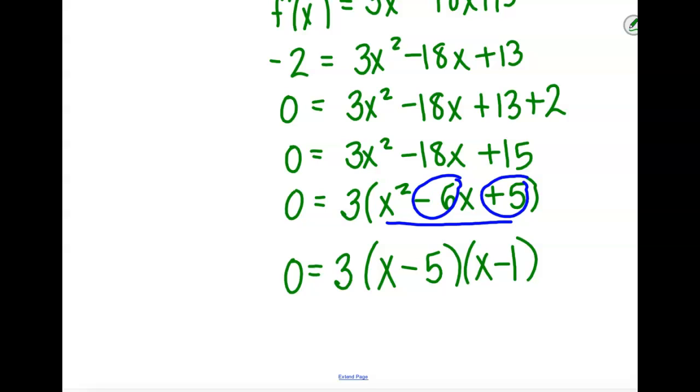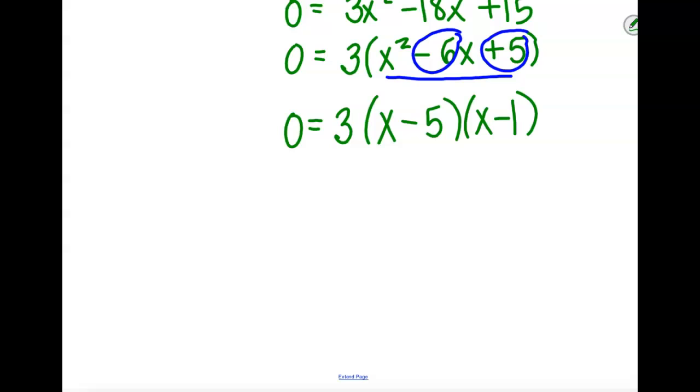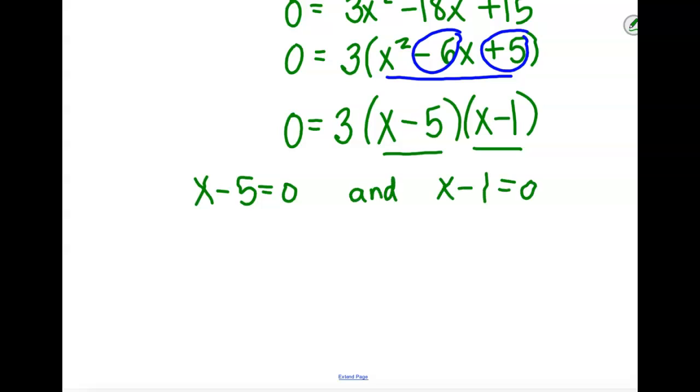Now we use our zero product property. And we set those factors equal to 0. Here's our first factor, and there's our second. We set them both equal to 0. So x minus 5 equals 0, and x minus 1 equals 0. And we solve them for x. So we're going to add 5 to both sides. We're going to add 1 to both sides. So what we have are two answers, two x values.